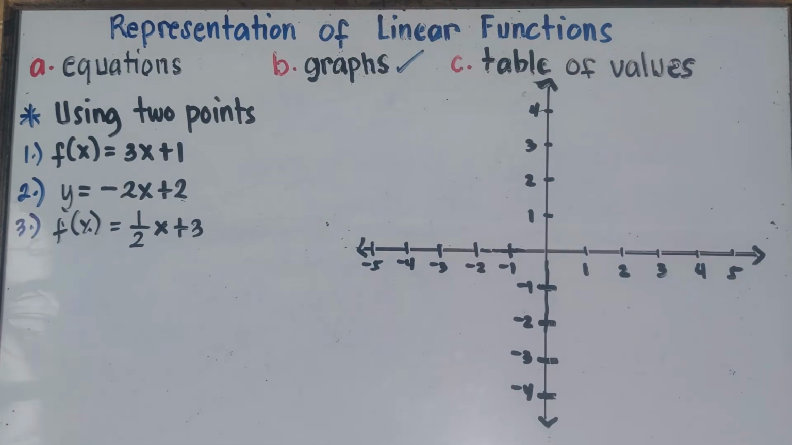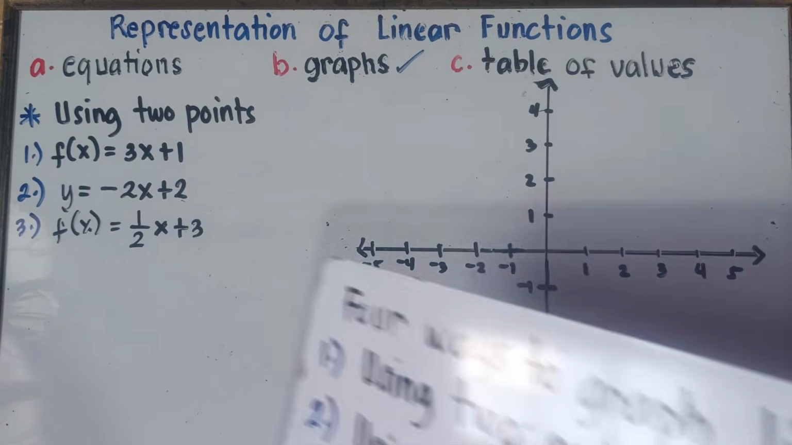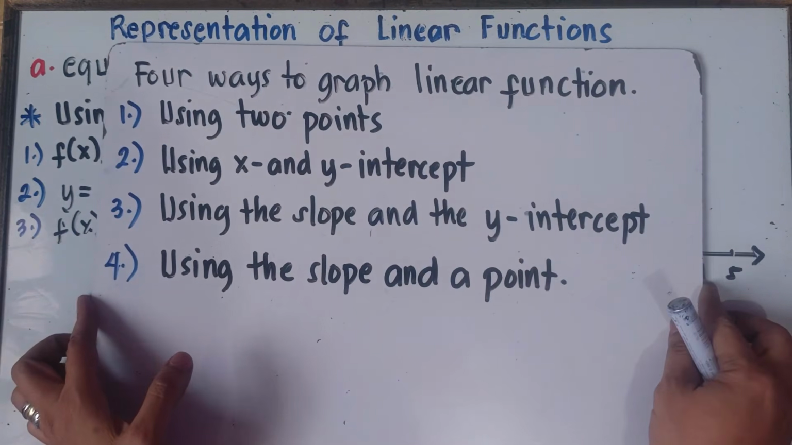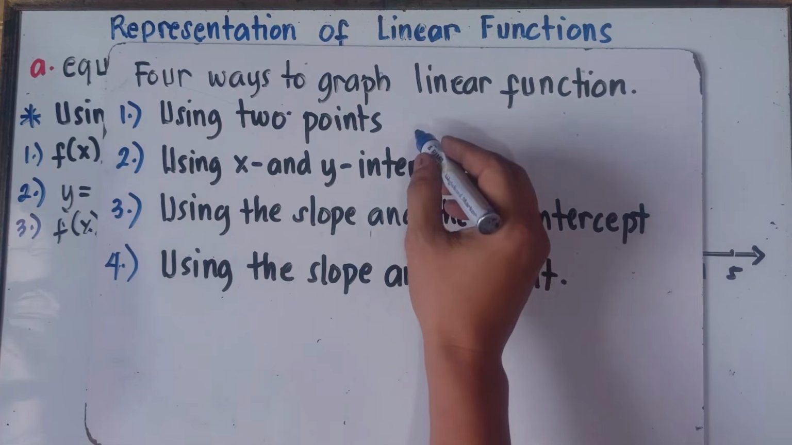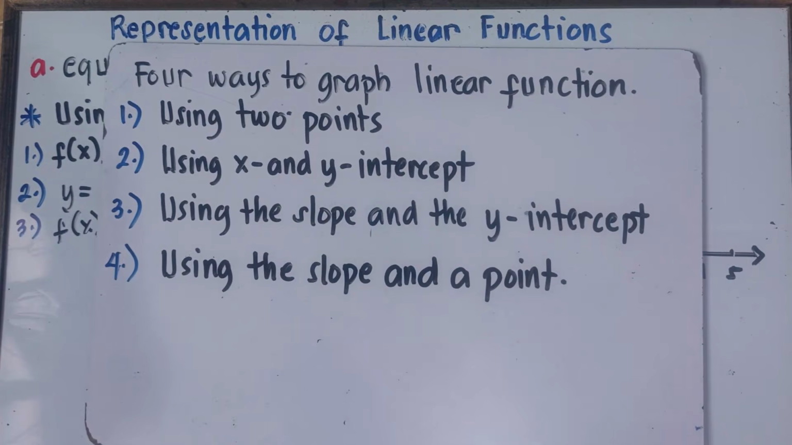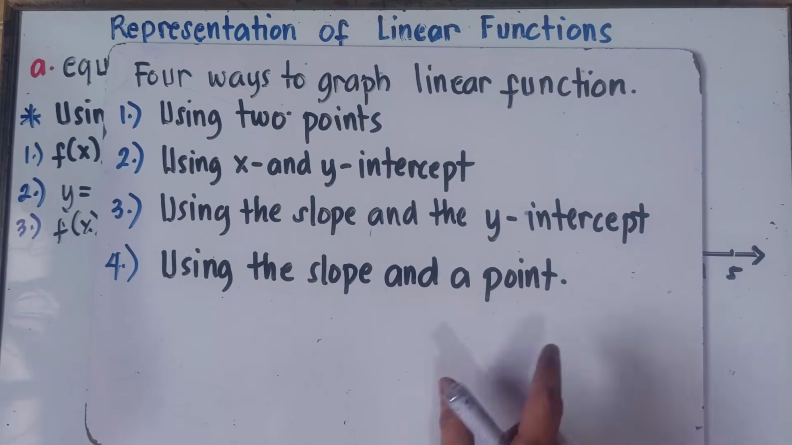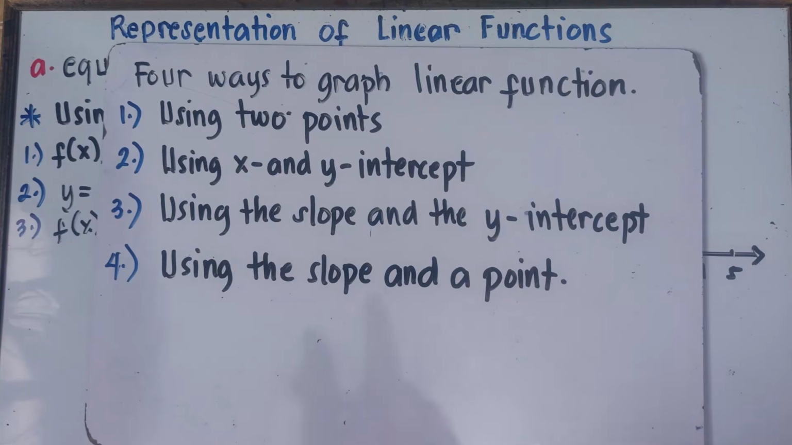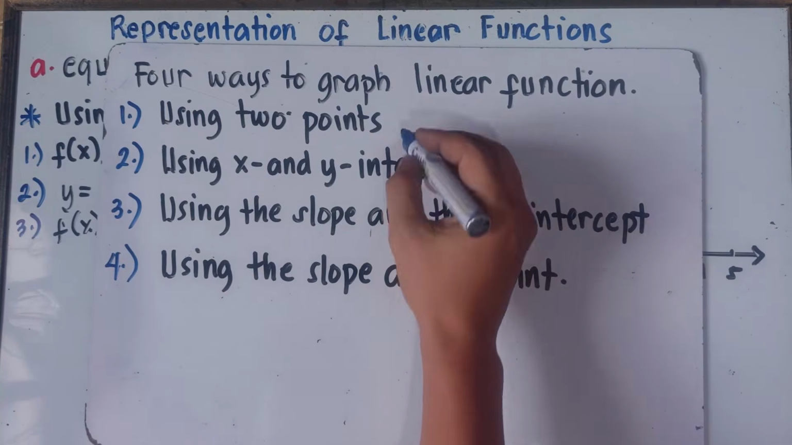So how will you graph a linear function? Now, there are four ways to graph a linear function. The first one, using 2 points. The second one, using x and y intercept. The third one, using the slope and the y-intercept. And the fourth one, using the slope and a point. So in today's video class, we'll be focusing on using 2 points.